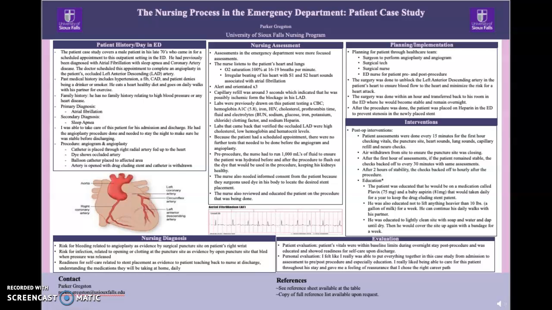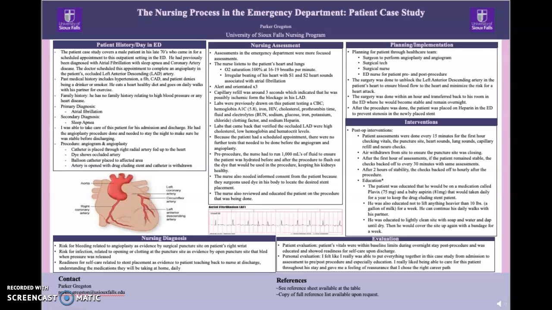Some post-op interventions. The patient assessments were done every 15 minutes for the first hour, checking vitals, the puncture site, heart sounds, lung sounds, cap refill, and neuro checks. The patient had a pressurized system on his wrist where the puncture site was, and air was slowly withdrawn during those checks to ensure that the puncture site was closing correctly. After the first hour of assessments, the patient remained stable. The checks backed off to every 30 minutes with the same kind of assessments. And then after 2 hours of stability, the checks backed off to hourly for the remainder of his stay.